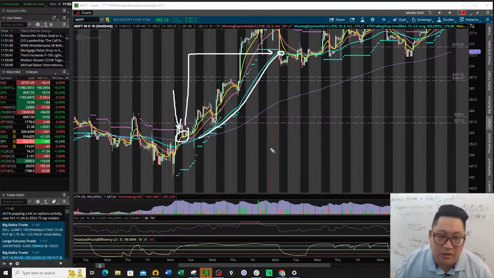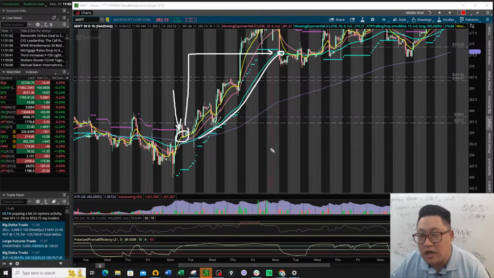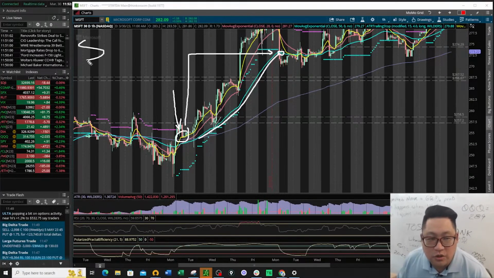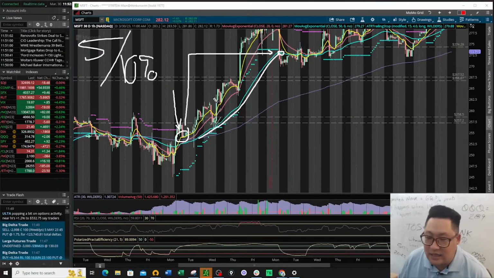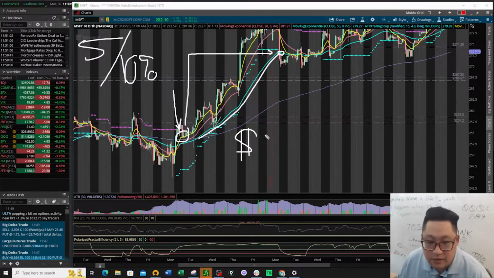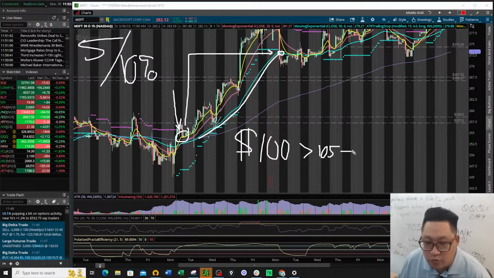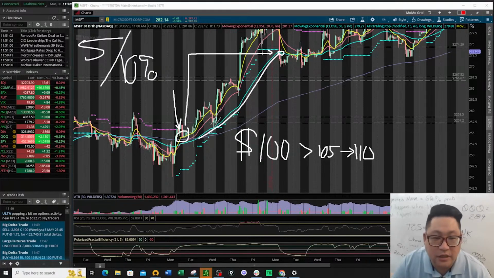So this was a simple example of entry and stop management. But what about taking profits? There are cardinal rules where you could take your first half at 5% and your second half at 10%. And this is not the option, this is the stock price. So, for example, if the stock was $100, that means you're taking profits at $105. And if it works its way higher, you are cashing out at $110. A 10% gain is pretty good.